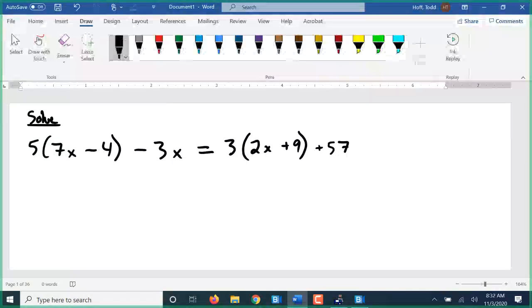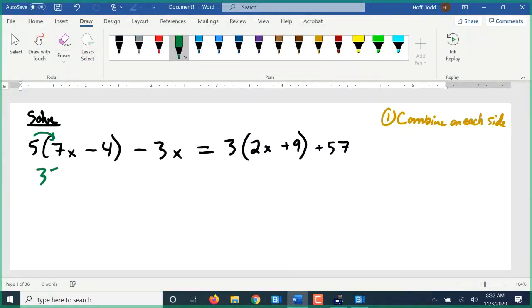there were 3 steps in solving an equation. The first step is to combine on each side. So here we'll start on the left side. Nothing to do inside the parentheses, so we'll multiply by the 5. 5 times 7x is 35x. 5 times negative 4 is negative 20.